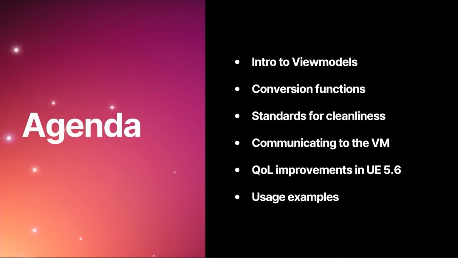So the first thing we're going to go over is an intro to Viewmodels. So don't worry if you haven't used them yet. They are still a new feature in Unreal Engine. After that, I'll be explaining conversion functions and their uses. Then I'll give recommendations for standards around cleanliness. After that, we'll talk about communicating to the VM as opposed to the VM sending data to the UI. Then a quick look at some quality of life improvements for working with Viewmodels that were just released with Unreal Engine 5.6. And finally, we'll bring it all together with some examples of these things in use.